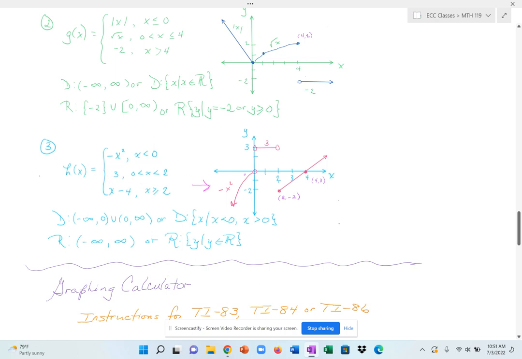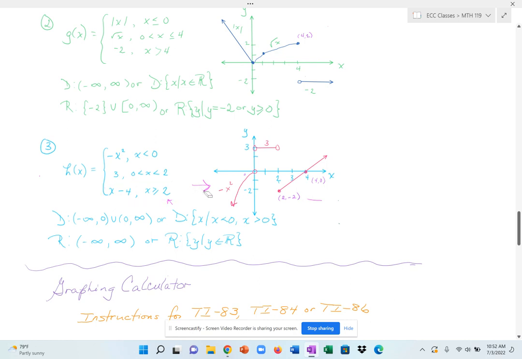And the last part is a line. This is a linear function. You need 2 points to graph a line, so you definitely need to start at 2. So when x is 2, y is -2, and that's closed because it's greater than or equal to. And then I plugged in another number greater than 2, like 4. And so I get 4, 0. Connect those 2 points going to the right, and there is your line.